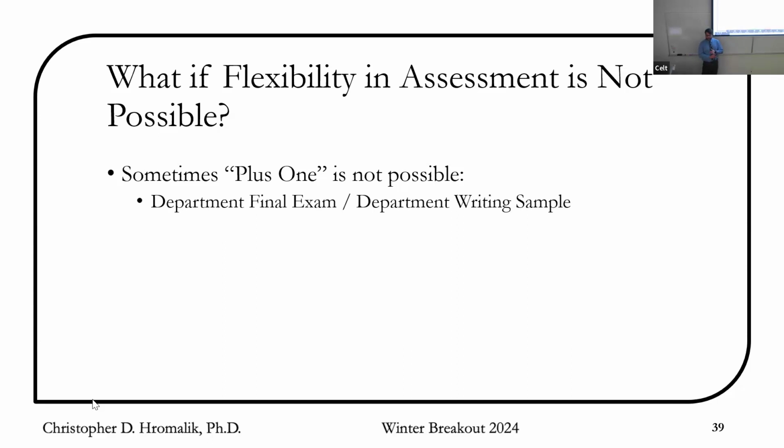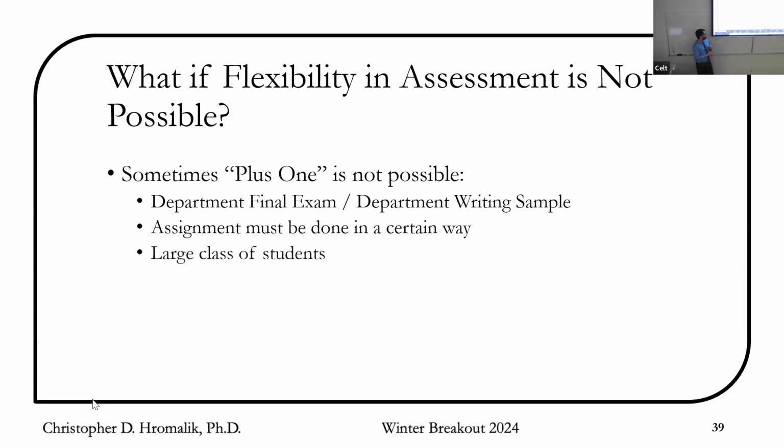Maybe there's a department final exam or a department pre-test in the semester, and everybody has to complete the same exam in the same way. So giving a second option just isn't possible. Or the assignment has to be done a certain way. I gave the example earlier of a research paper in APA format. A research paper in APA format is a research paper in APA format. So there's limited flexibility in terms of how that can be done. It just has to be done a certain way.